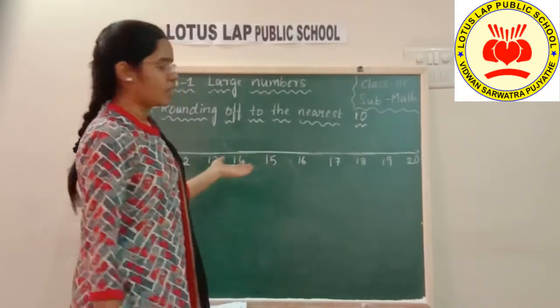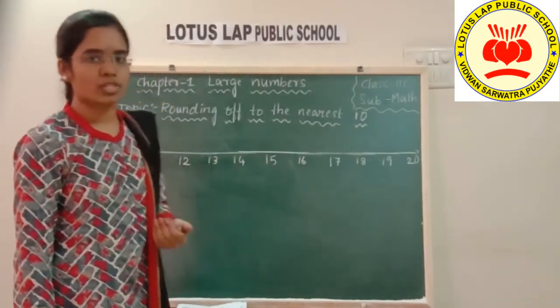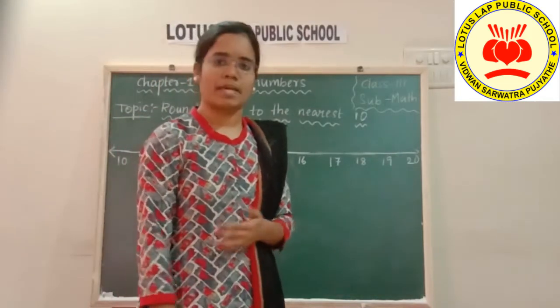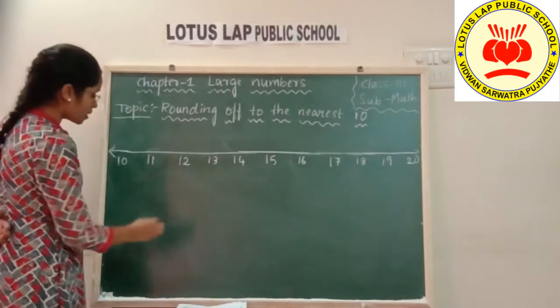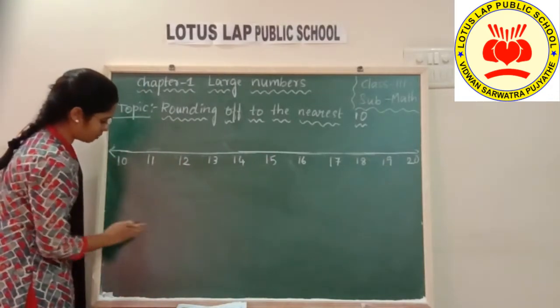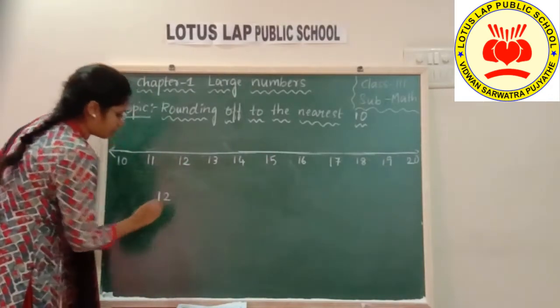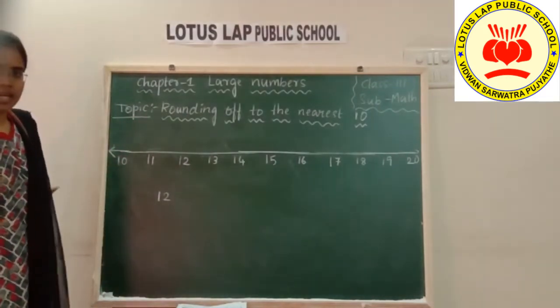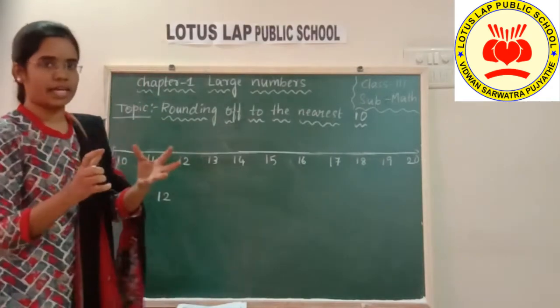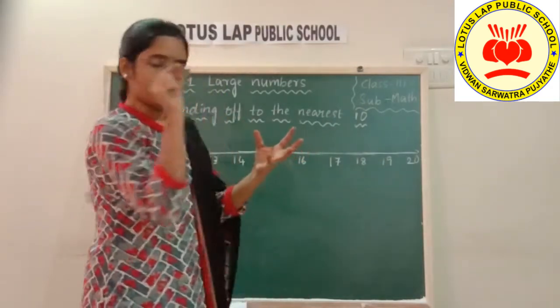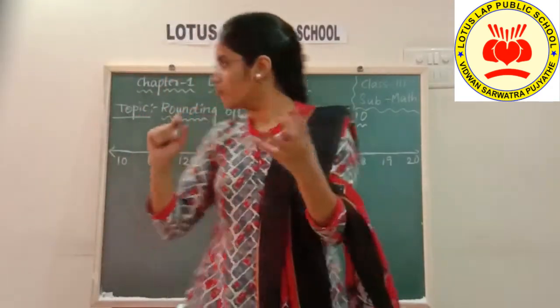In the same way, for numbers also we make approximations, children. How do we make an approximation? For example, I am taking the number 12. How do we round off this number? How do we make a round figure of it?